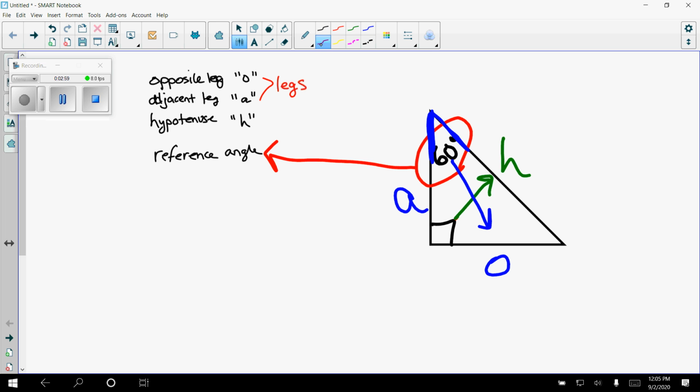So if I draw another example down here. Okay? Again, circle my reference angle. Step one, circle reference angle. Look for the right angle. Across from that is the hypotenuse. There's my reference angle. Across from that is opposite. What's left over is adjacent because it's part of that reference angle.